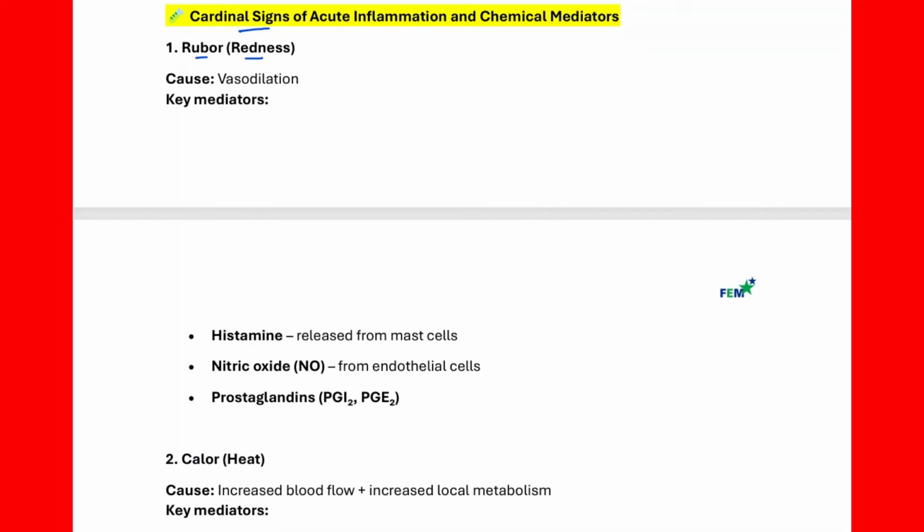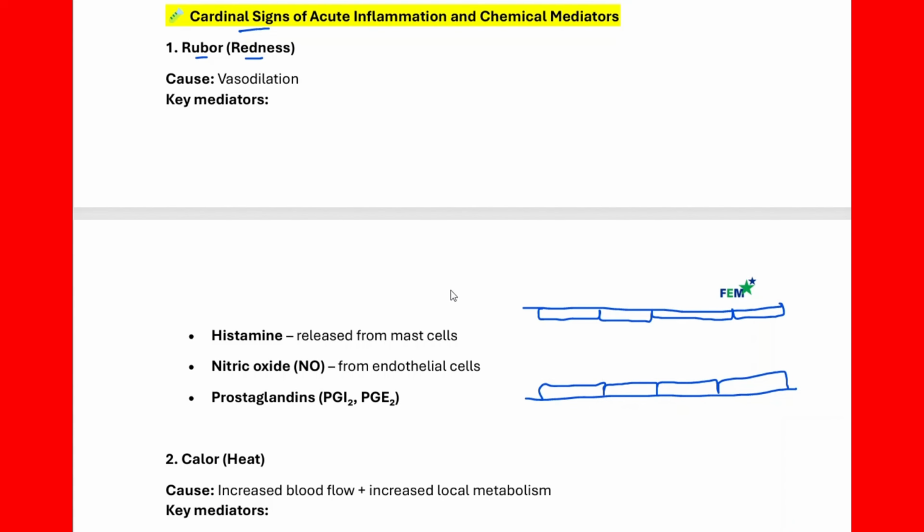And what's causing this redness? So for instance, let's say this is the blood vessel, right? And as you know, the blood vessel is lined by what? We're going to have our endothelial cells, right? Endothelial cells. And let's imagine that there is an injury or there's a bacterial infection in the tissue, right? So, the first one is going to be our vasodilation.